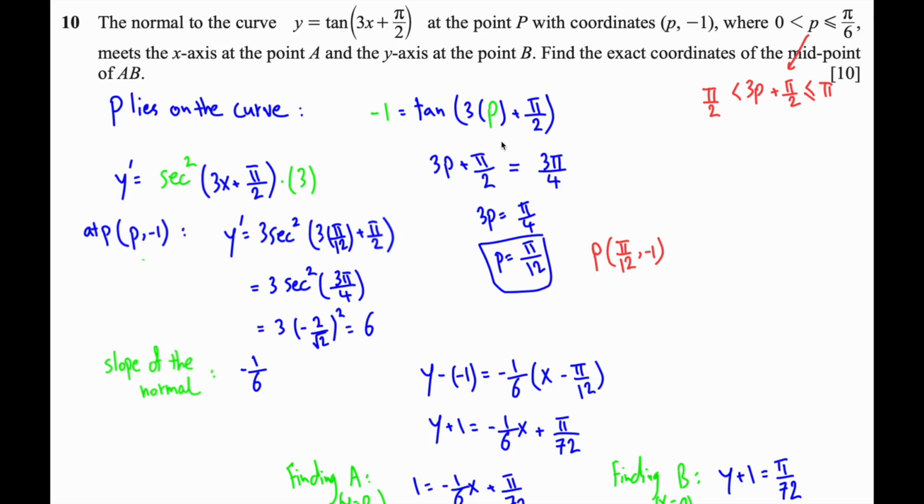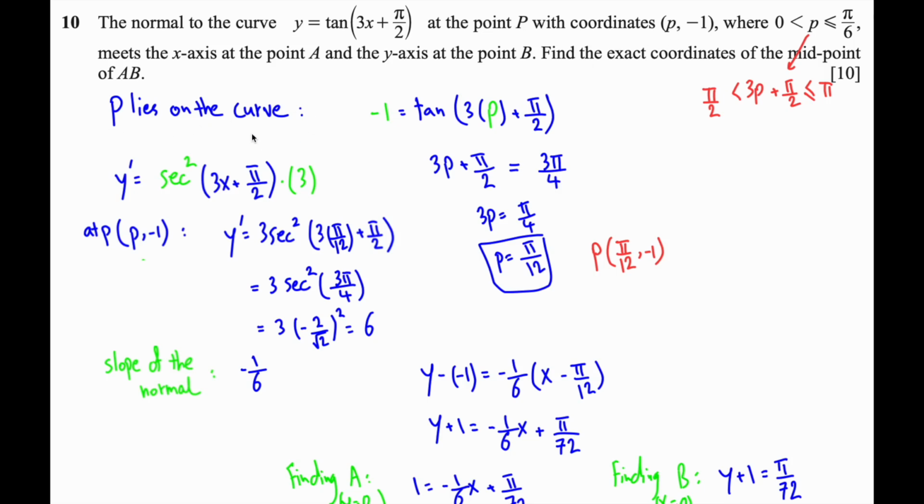It carries 10 marks. But the procedure is quite straightforward. So I just have to find the equation of the normal line and see where it cuts the x and y axis respectively. Those points would be A and B, and then find the midpoint, and that would be the answer to the question. But before that, I do not have the x coordinate of P.